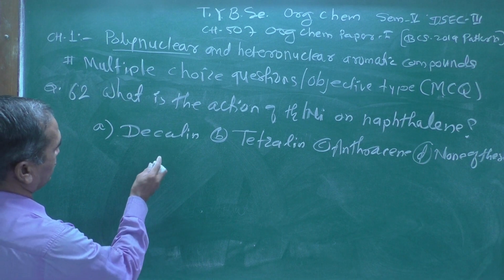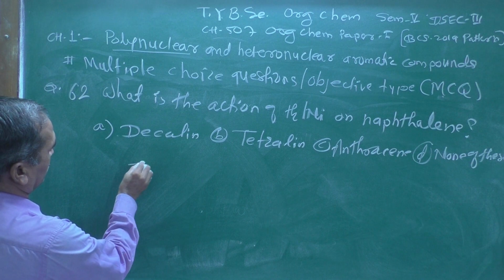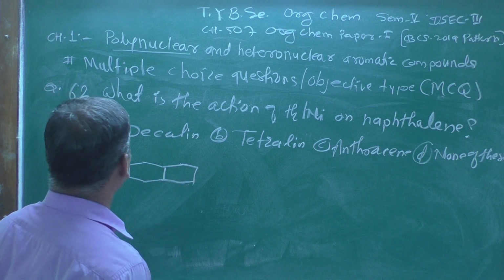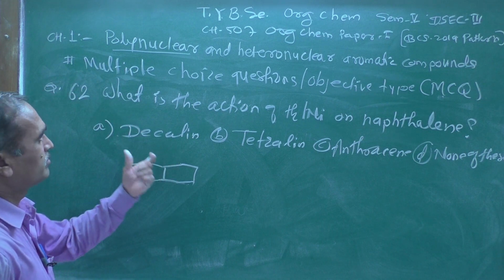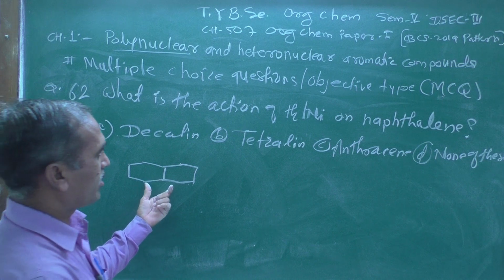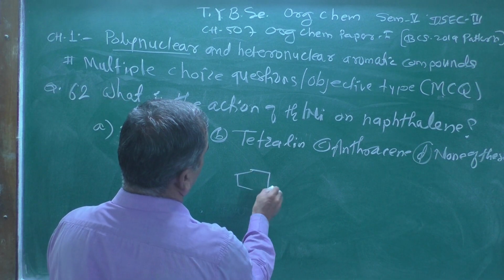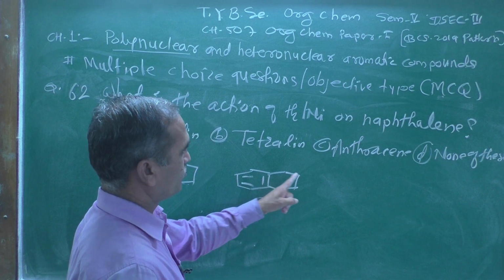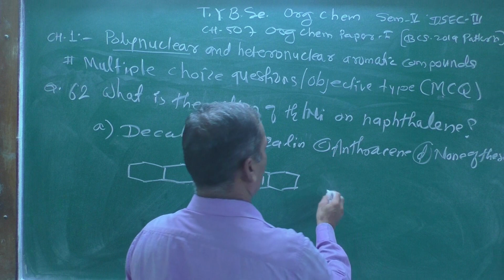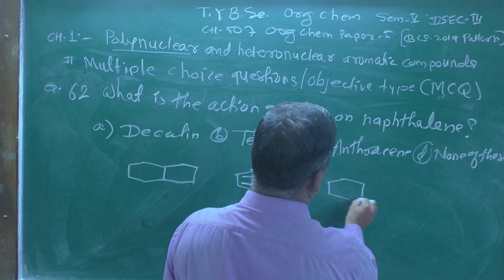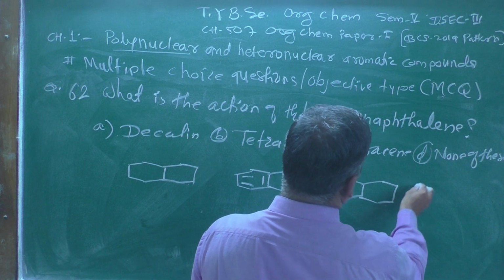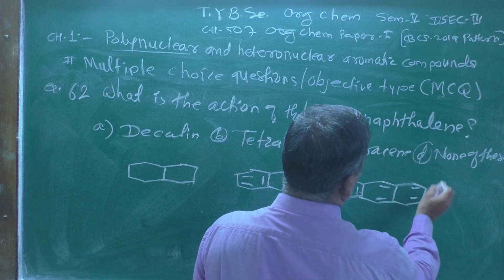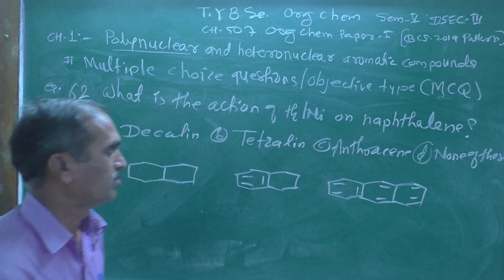Now let me give the answer. Let me draw the structures. This is the structure of decalin. This is the structure of tetralin. As we know, anthracene has three linearly fused benzene rings, which is known as anthracene, and then none of these.